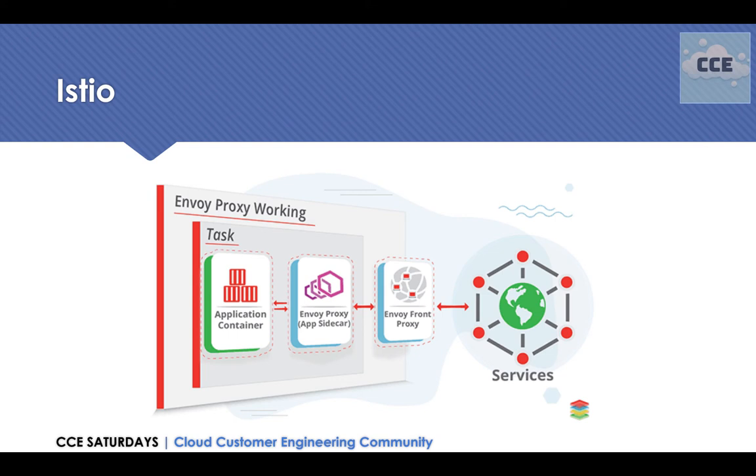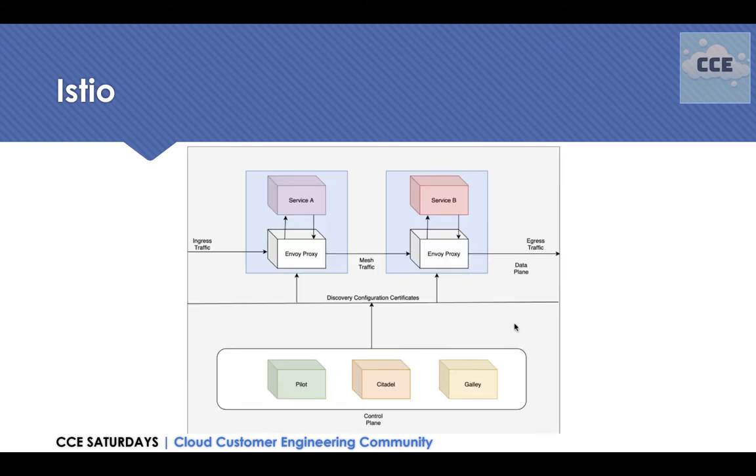And apart from that, Istio has various other components in its architecture. Not very difficult, simple to understand. Let's have a look. Well, this is how Istio looks like. It has a control plane and a data plane.